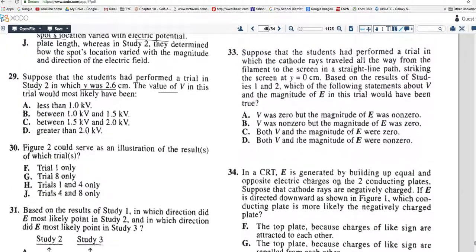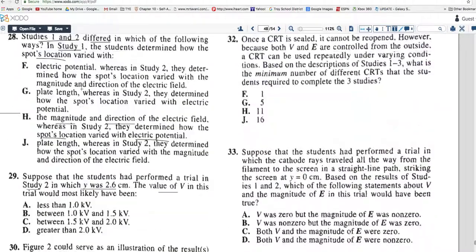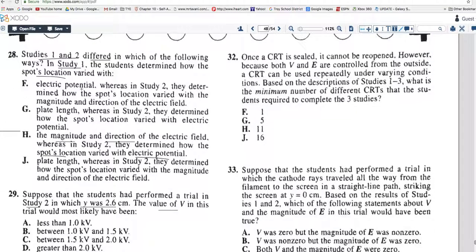Let's go back and do that again. Okay, so study 2, 2.6. And then what'd you say? It has to be B because 2.6 is between 2.1 and 3.2, and the V has to be 1 and 1. Good. So the right answer is B.